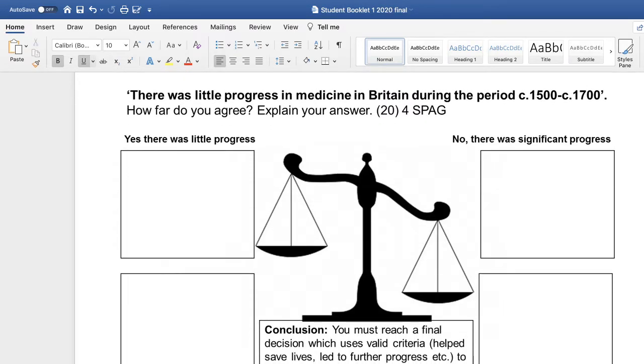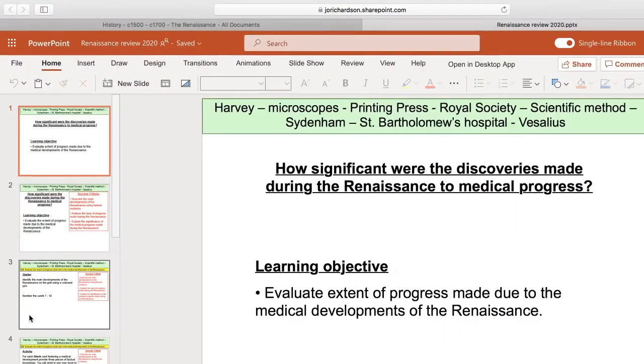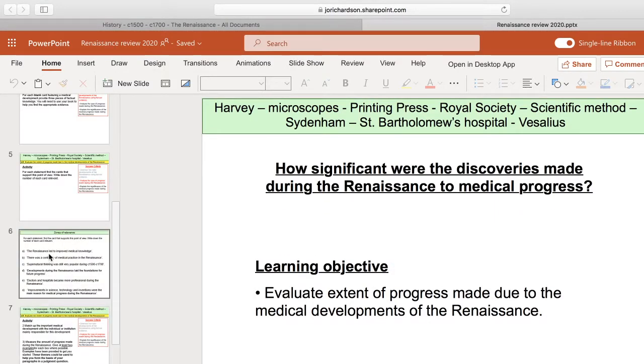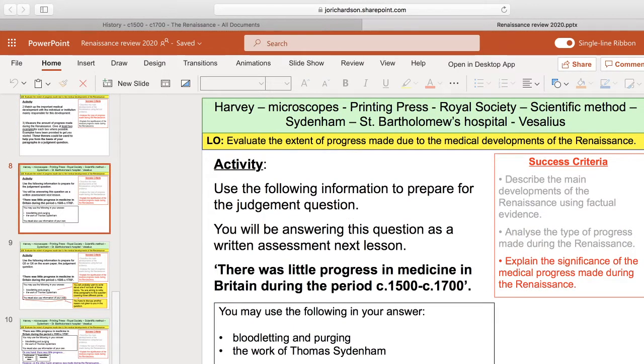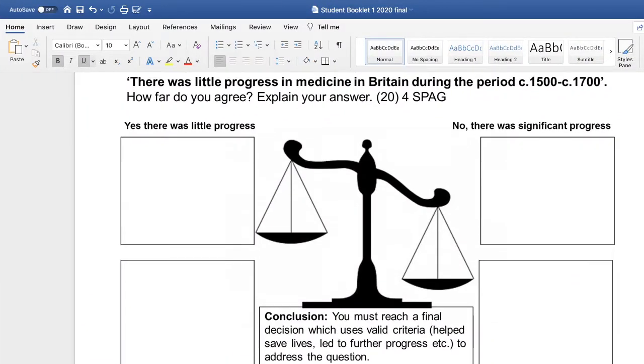So I'm going to talk you a little bit about the question and how I would essentially want you to answer it. So the question itself is: there was little progress in medicine in Britain during the period 1500 to 1700. How far do you agree? So you need to think, do I think in the Renaissance period there was progress? Do I think there was a little bit of progress? There was some progress? There was a lot of progress? Significant progress? Fair progress? Where are you?